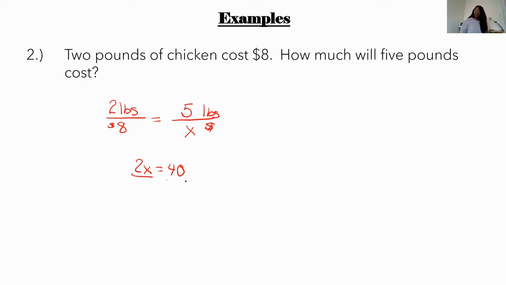Now I'm going to divide both sides by 2. The 2's are going to simplify to 1x, or just x. And then 40 divided by 2 will give me 20. 20 what? $20. Okay? So in this case, 5 pounds of chicken will cost $20, obviously before tax. You know.